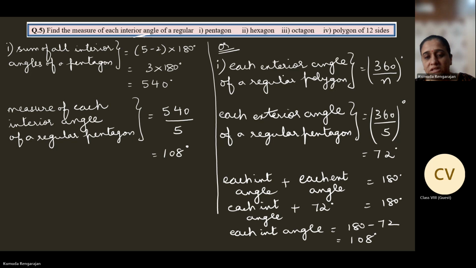So each exterior angle will be 360 by n. Now this is a pentagon, so it will be 360 by 5, 72 degrees. We know that each interior angle plus each exterior angle is equal to 180 degrees. So each interior angle plus 72, because each exterior angle is 72, is equal to 180. So each interior angle is equal to 180 minus 72, which is 108. So see, same answer.